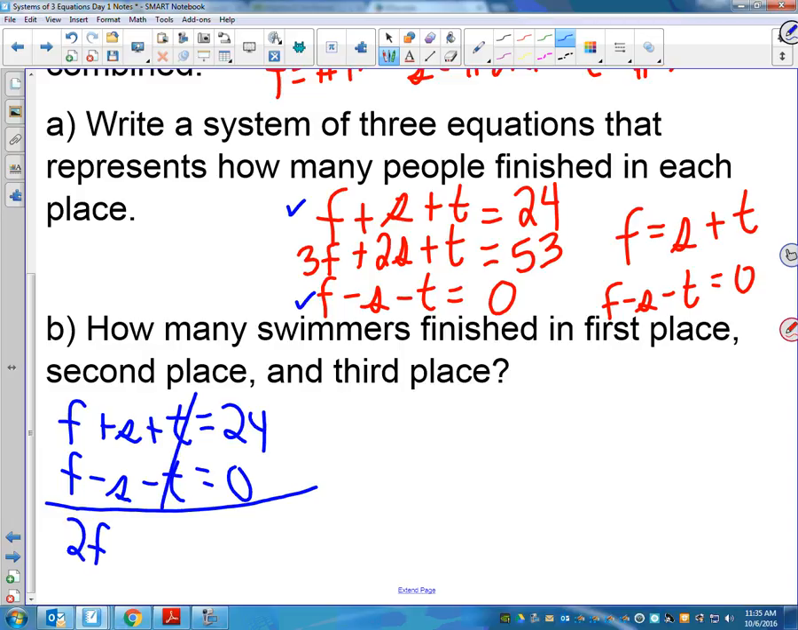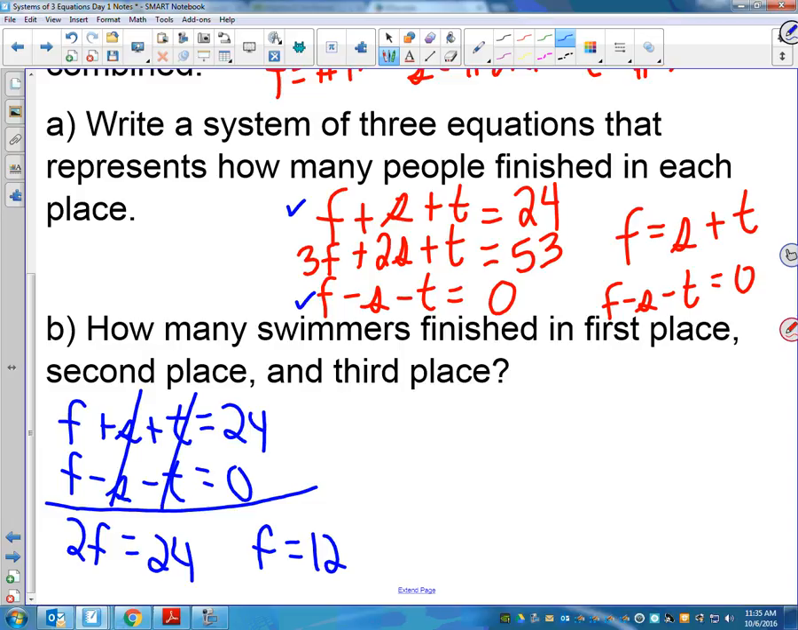Oh my gosh, that's amazing. The s's also cancel out. That's always a good day. And I get 24. So I think I get that f equals 12.